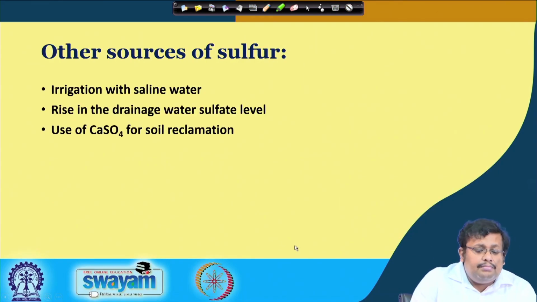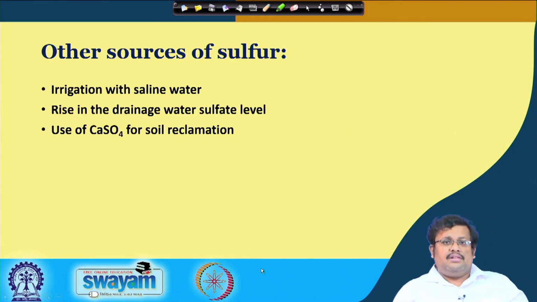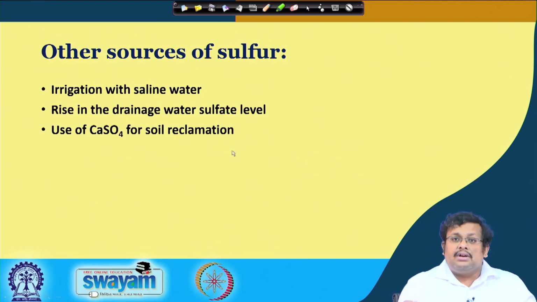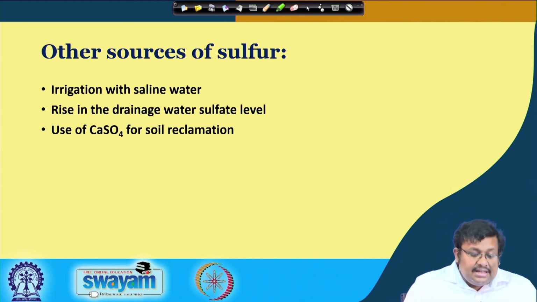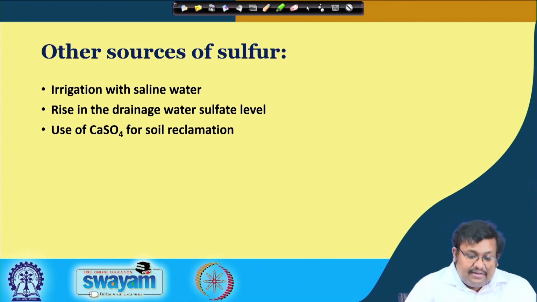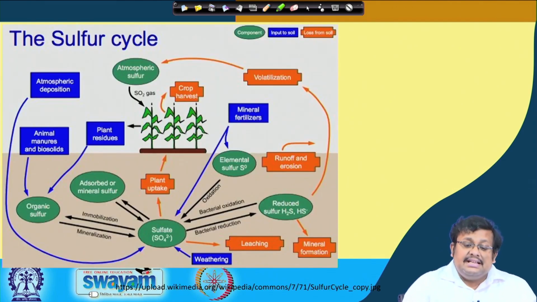Now, what are the other sources of sulfur? Another source of sulfur is irrigation. When we irrigate with saline water, that could be a source of sulfur. Then a rise in the drainage water sulphate levels could be one of the sources of sulfur, and also the use of calcium sulphate for soil reclamation could be one of the sources of sulfur. Now, we apply gypsum to reduce the soil pH, so gypsum application can also increase the sulfur in the soil. Now, let us see the sulfur cycle.